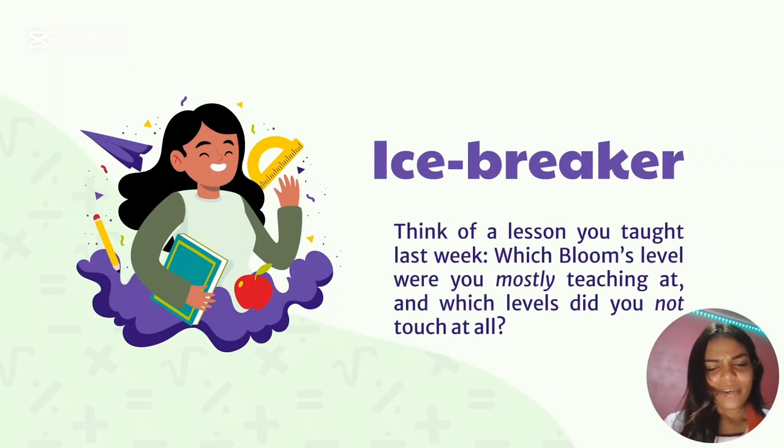Then we have an icebreaker. Think of a lesson you taught last week. Which Bloom's Taxonomy level were you mostly teaching at? Which level did you not touch on at all? This is when you reflect on all the lessons you have.